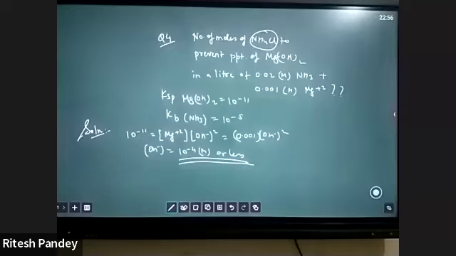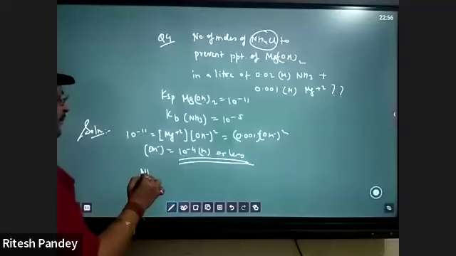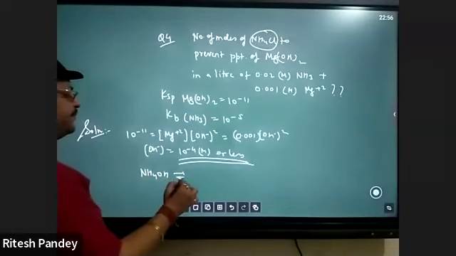This is a very nice problem. Trust me, this is real life practical salt analysis. You don't want OH minus to exceed 10 to the power -4. Please respond with a yes or no. Yes sir. And where does this OH minus come from? This OH minus comes from NH4OH.